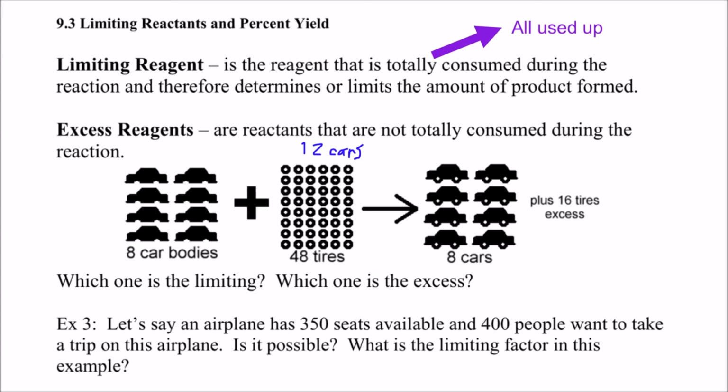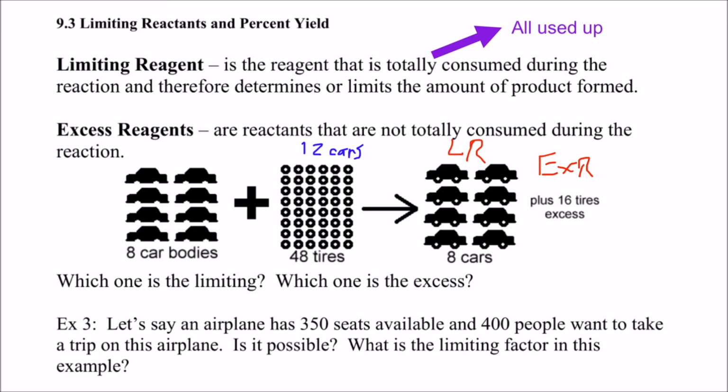But we only have 8 car bodies. So which one of these is going to run out first, the car bodies or the tires? Hopefully you picked the car bodies. That means that the car bodies are the limiting reagent and the tires are the excess reagent.